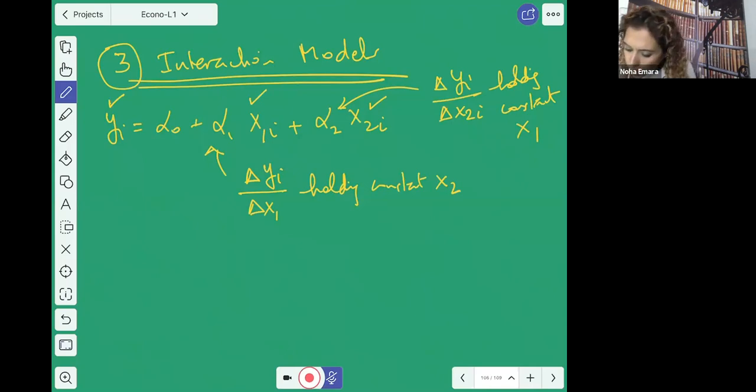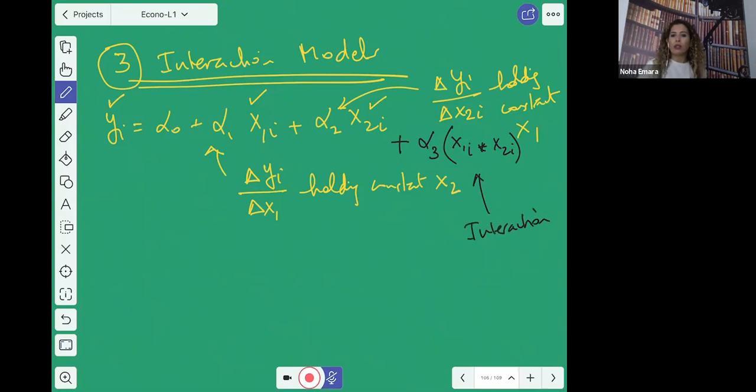In order to do that, we will need to update this model by adding an interaction term. So plus alpha 3 x1i times x2i. So this interaction term is showing me the effect of x1 on y in the presence of x2, or the effect of x2 on y in the presence of x1. So this is the interaction term, and this one is called the interaction coefficient.